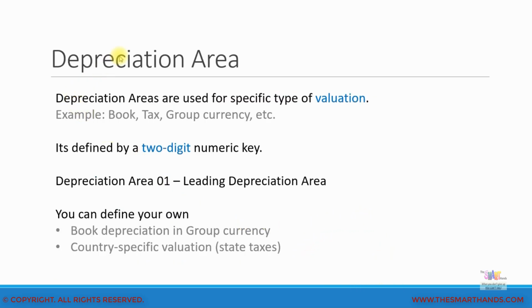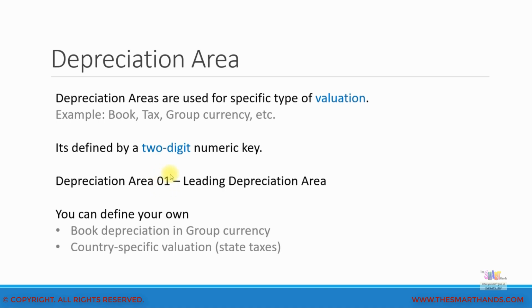Let's look at the terminology depreciation area. These are used for specific types of valuation. For example, you have book valuation, tax valuation, group currency valuation, and so on. For depreciation area, by default, you get depreciation area 01, which is a leading depreciation area. And this is for your book depreciation. You always use this; at least you must have one depreciation area configured in your system.